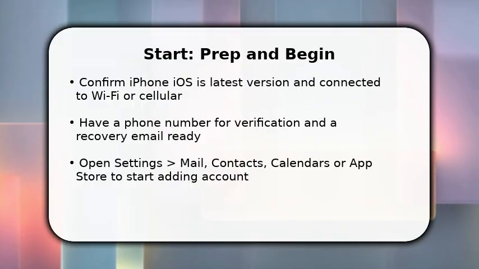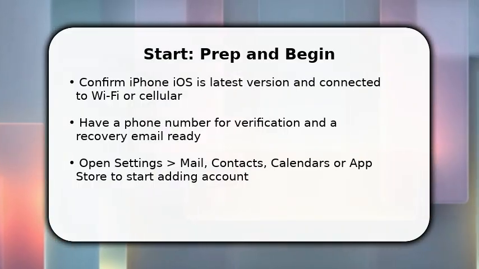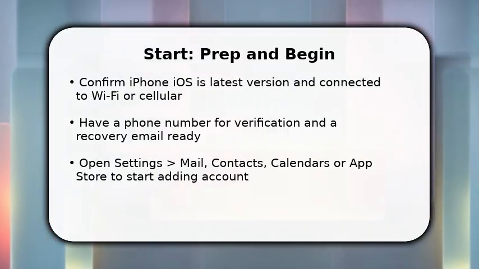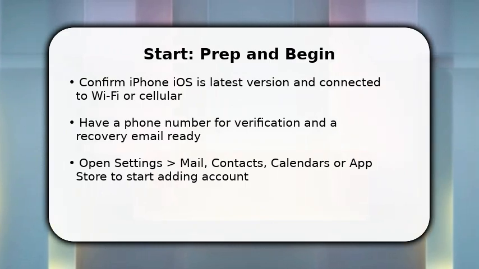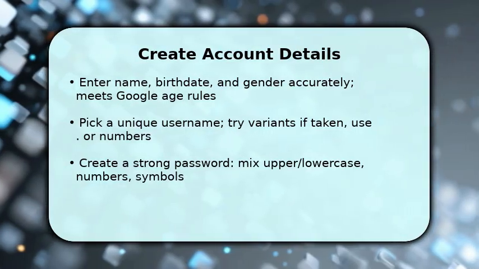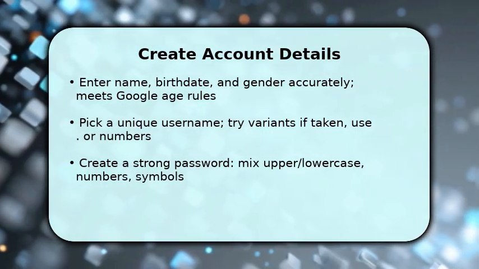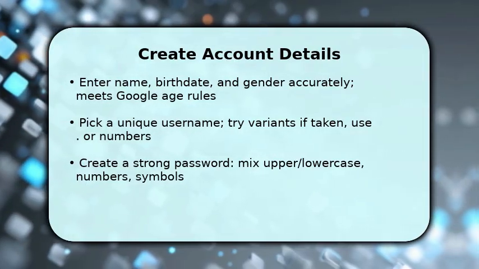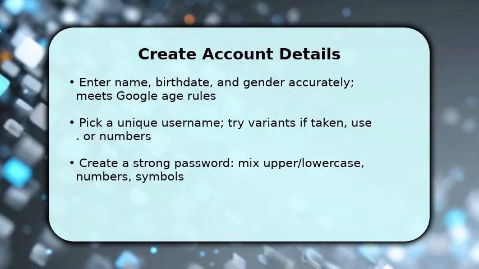Follow prompts for name and birth date. Make choices deliberately since they affect access and recovery options later. Next, you fill out the core account details. Enter your name and birth date. Google uses this to enforce age restrictions. Then choose a username that's unique. If unavailable, try adding periods or numbers because usernames must be distinct.